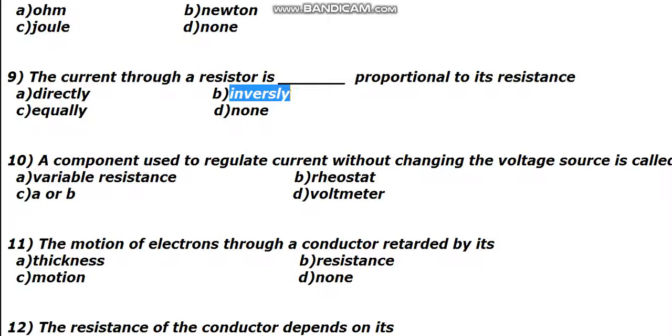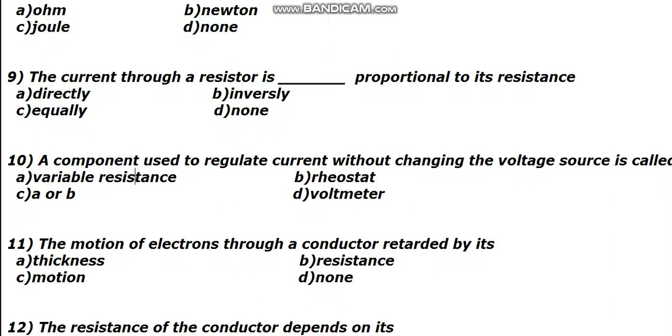We know that in a voltage source, because of the potential difference the charges move. So which component is used to regulate the current, making the current move through it without changing the voltage? With the help of which instrument are we regulating the current? The options are variable resistance, or rheostat, or both are same, or voltmeter.